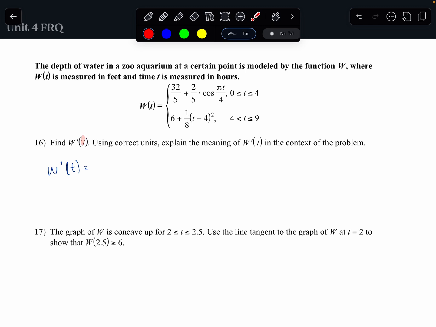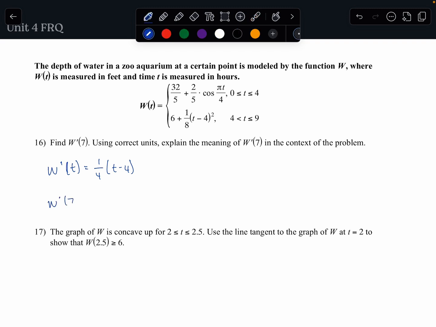It's always best to state what the general rule is on an AP exam before you plug in the value. So the derivative of 6 is 0, and I'll do the power rule here where I'll bring the 2 down, so that's going to be 2/8, which is the same thing as 1/4, and then (t minus 4) to the 1 power. I'll subtract 1 from that. And then as for the chain rule, the derivative of the inside is 1, so I'm not going to worry about that part right there. So that's W prime of t.